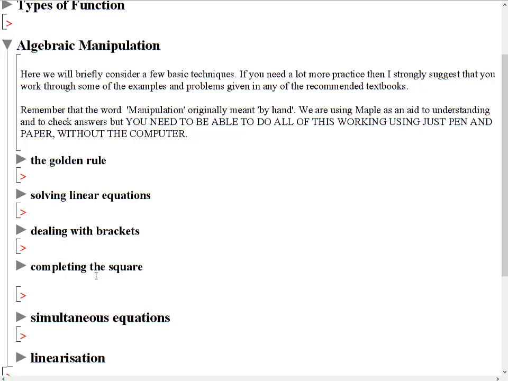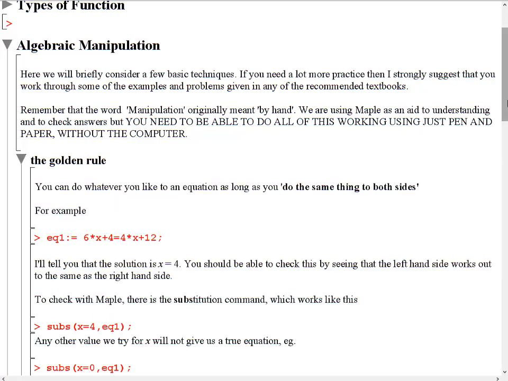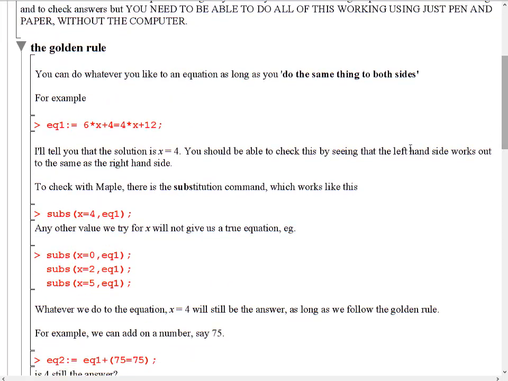So these are the 4 sections we'll look at. We'll start with something called the golden rule. Very basic idea, and this is this famous old idea that whenever you have an equation, you can do whatever you like as long as you do the same thing to both sides. So that's a golden rule.